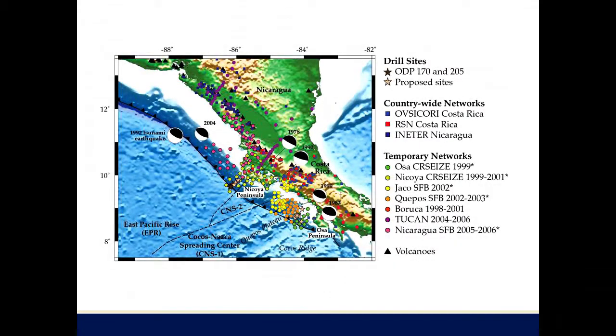So all of the circles on this map represent seismometers, either ocean seismometers or land seismometers that have been deployed by either US groups or German groups. So we have a nice set of onshore, offshore seismic data, and you might not be able to tell, but both Nicaragua and Costa Rica run their own, mostly short period, vertical component country-wide networks. All right.